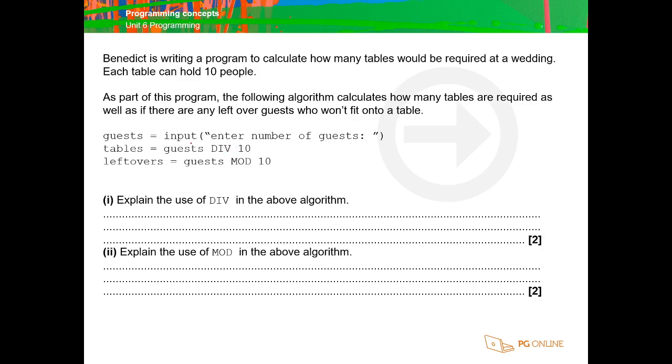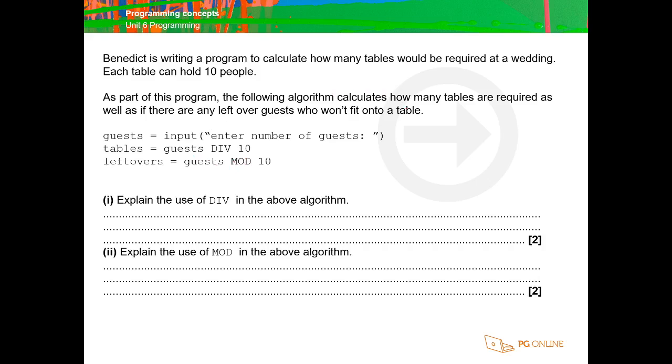Okay, so why does it do that? Okay, so why does it use div? Because what it's going to do, it's going to take the total number of guests divided by 10 to work out how many tables we need. Now what the leftovers does, it uses the mod operator to work out the remainders, how many are left over.